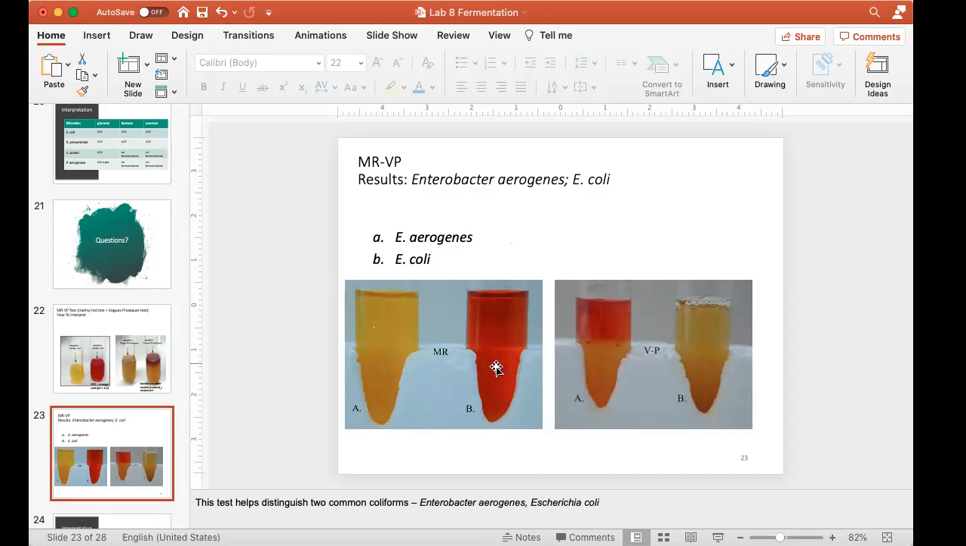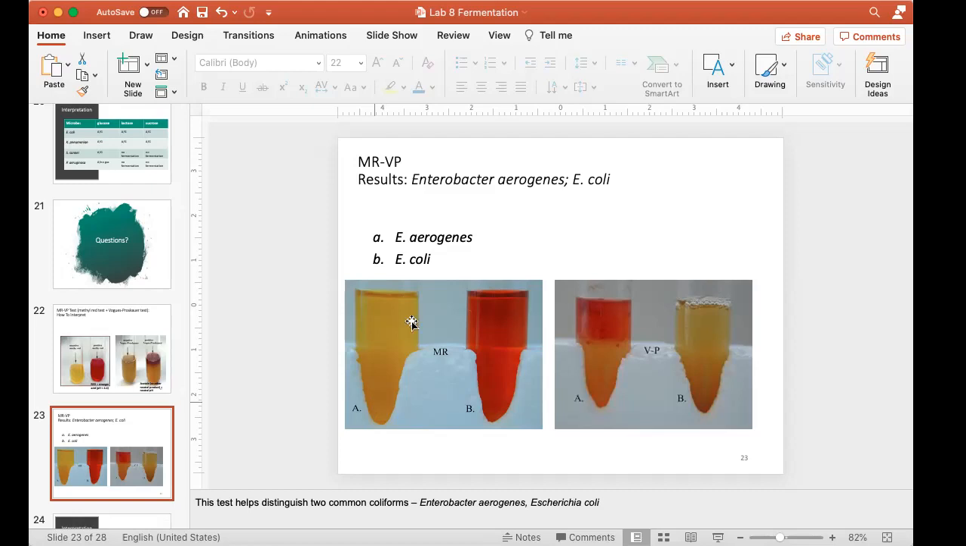So what you're looking at on this slide in these pictures, these two are the result tubes for Enterobacter and E. coli for the Methyl Red test. So these are the Methyl Red tubes. And over here on the right, these are the VP tubes. Again, Enterobacter, E. coli. So let's think about what we're looking at. Remember, the MR test medium starts off yellow. I don't have a control tube in this picture, but this tube, the A tube that has the Enterobacter growing in it, did not change color.